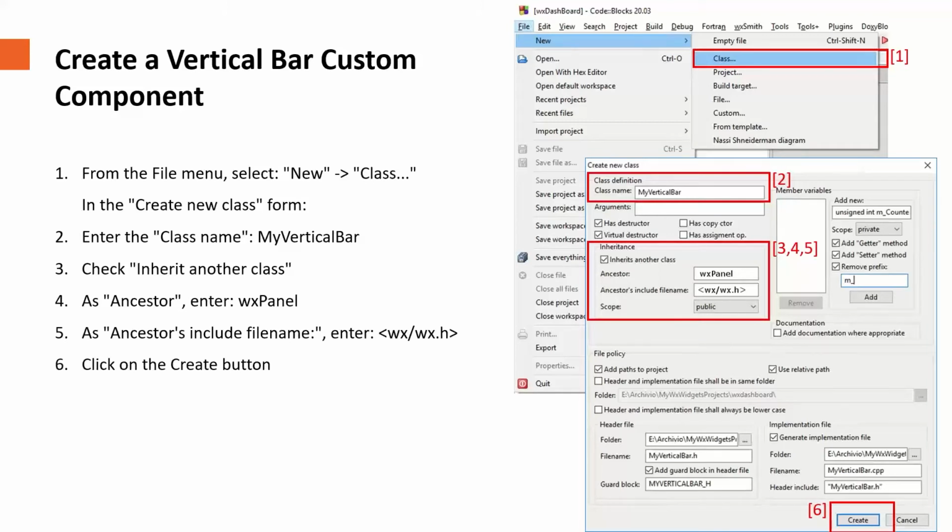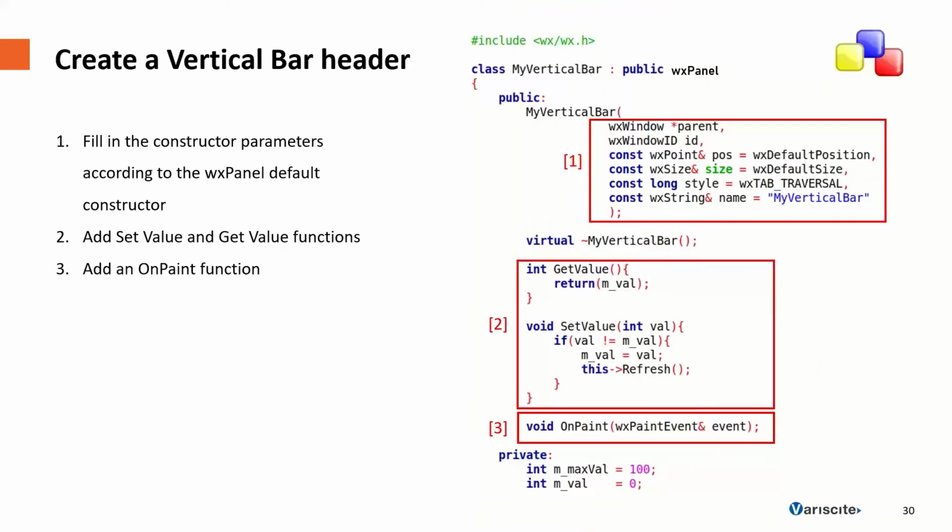We say in the inheritance which class we are going to inherit. We are selecting here the wx panel, and we need to always provide at least the include file wxWidgets.h. Then we click on the create button. Once we do this, we can see that this code is automatically created. Part of this code is automatically created.